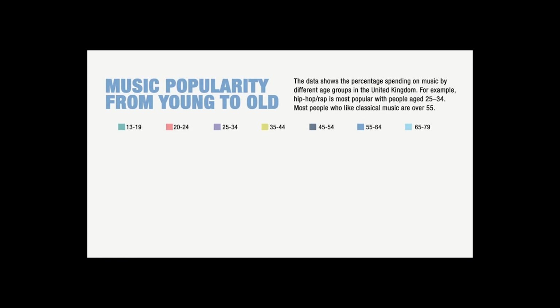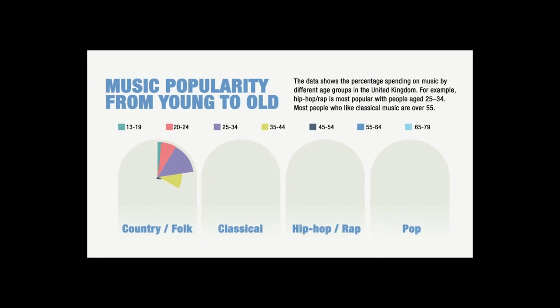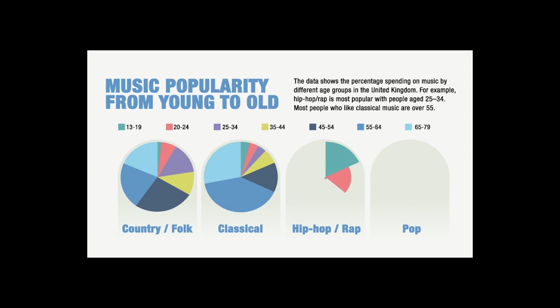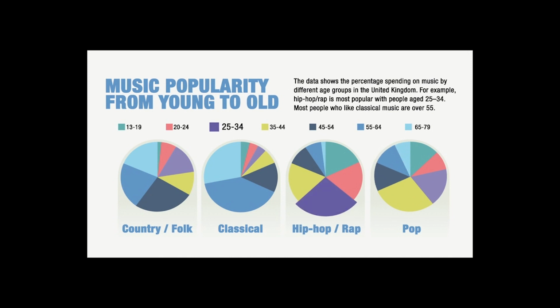Track 1.4 Infographic. The data shows the percentage spending on music by different age groups in the United Kingdom. For example, hip-hop/rap is most popular with people aged 25 to 34. Most people who like classical music are over 55.